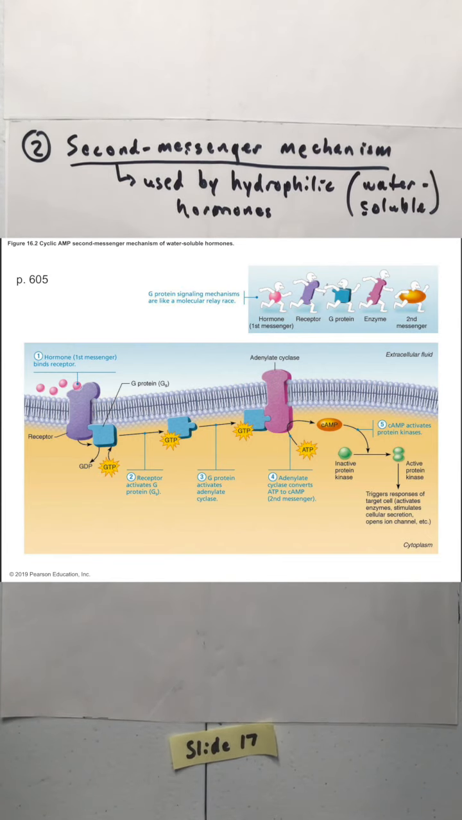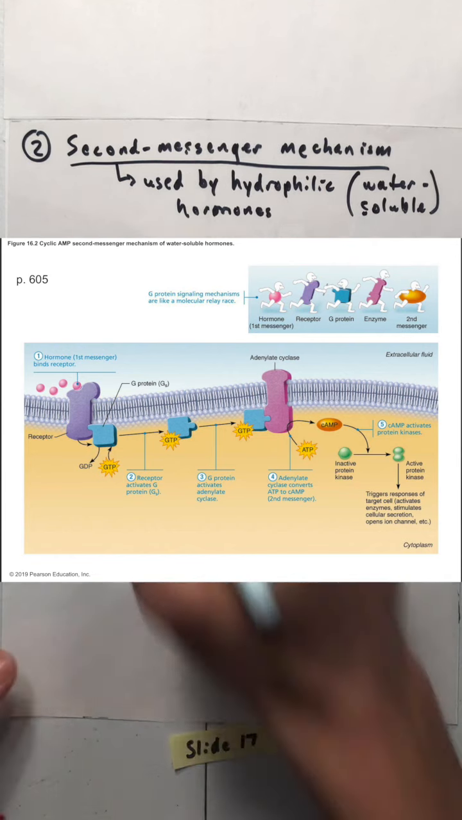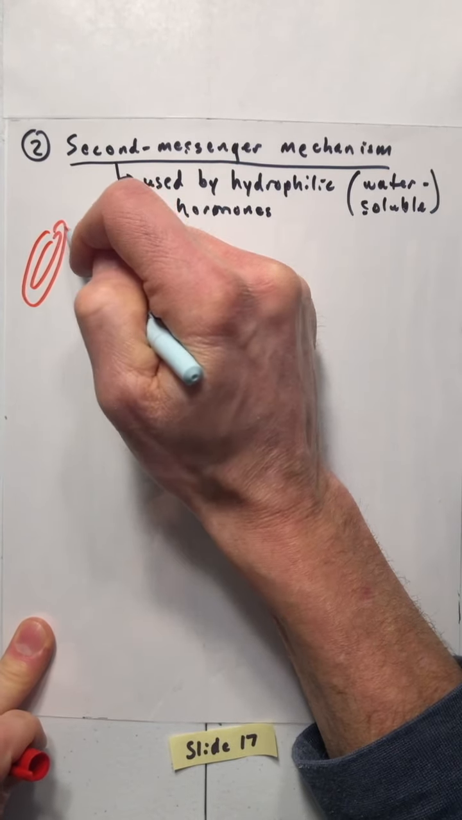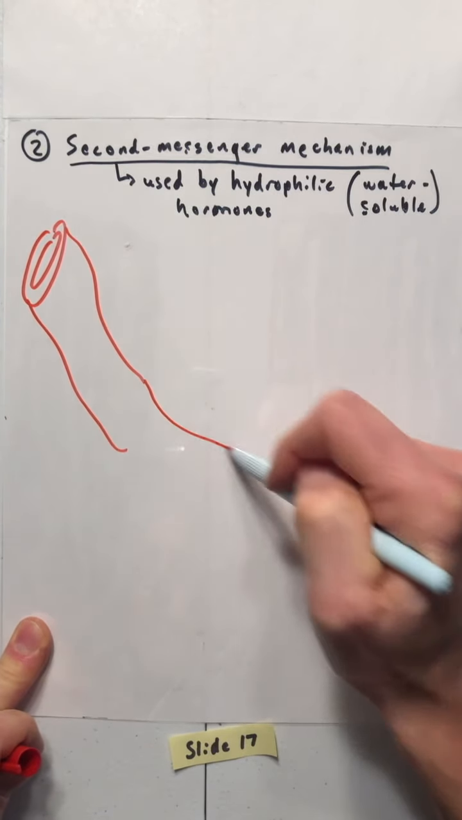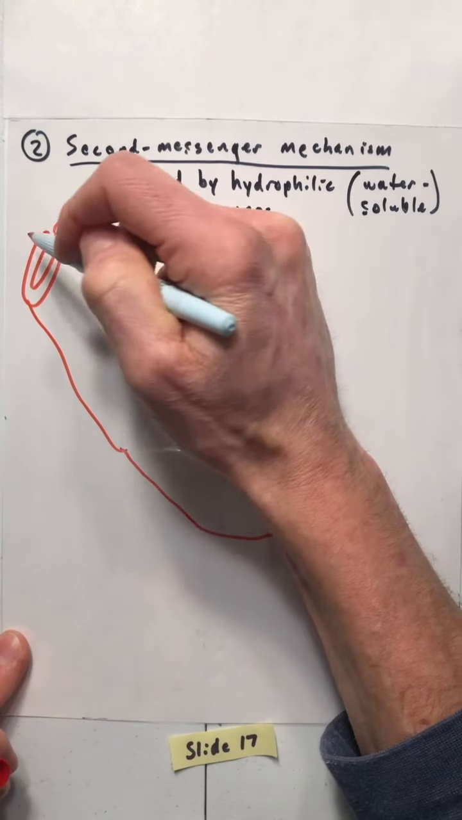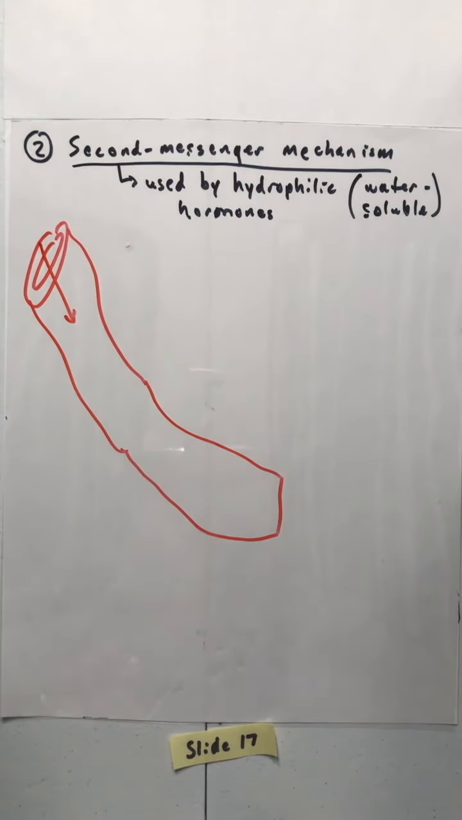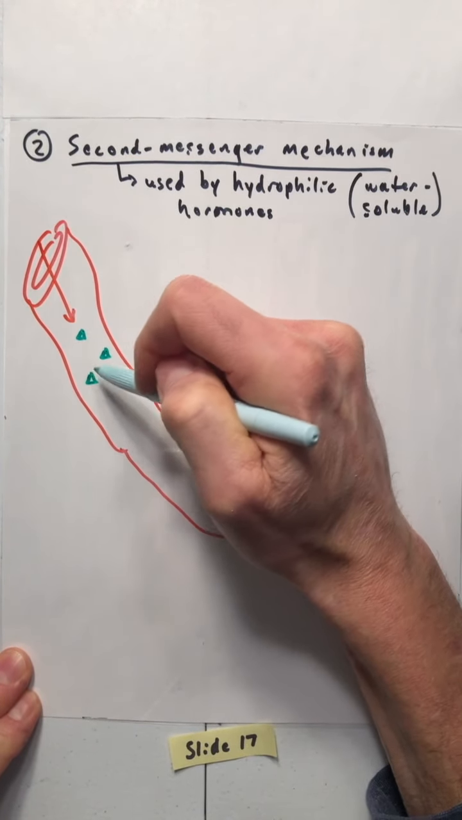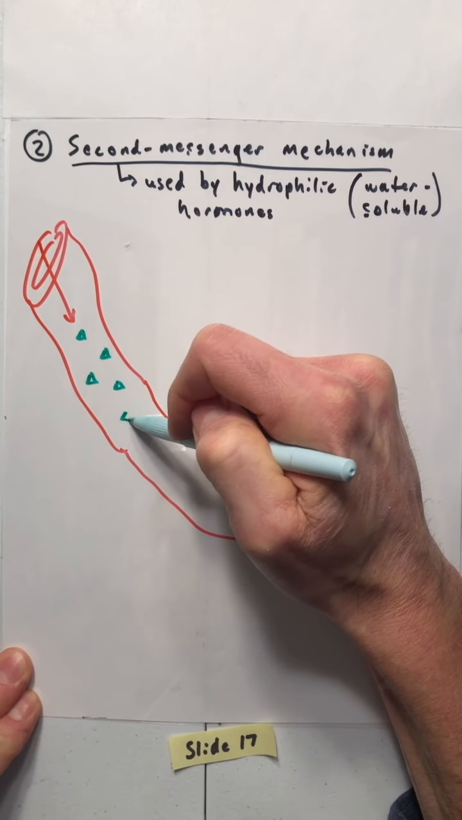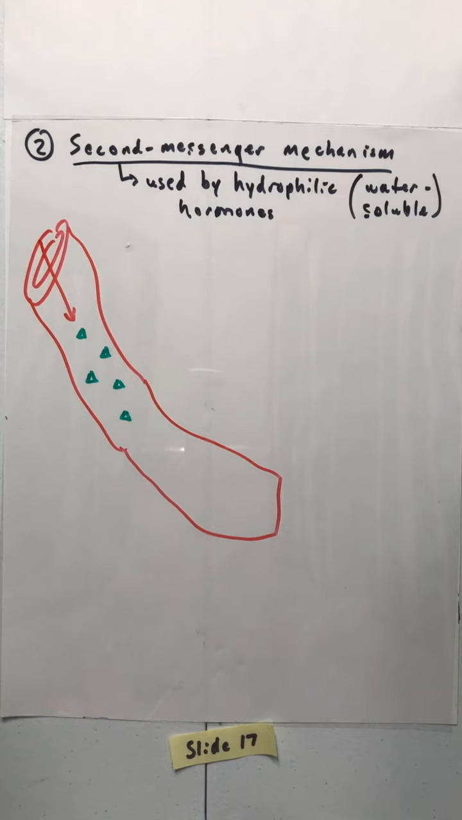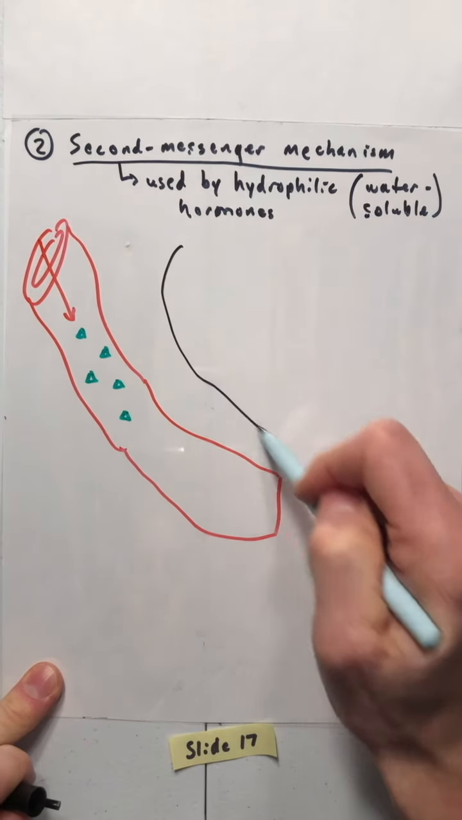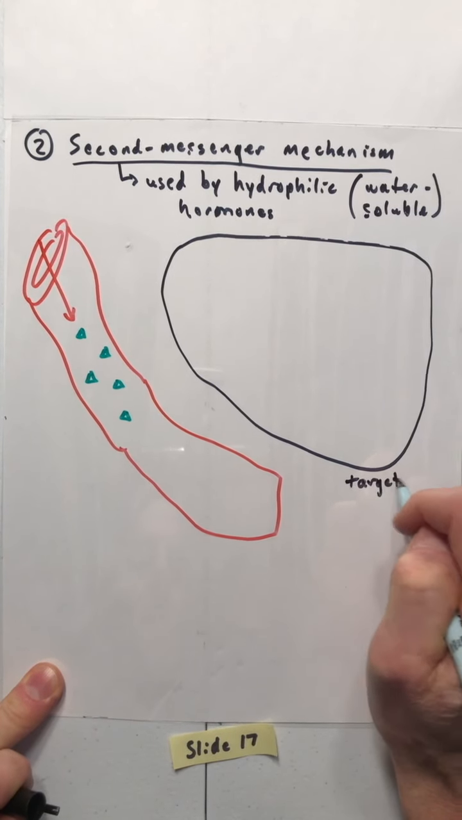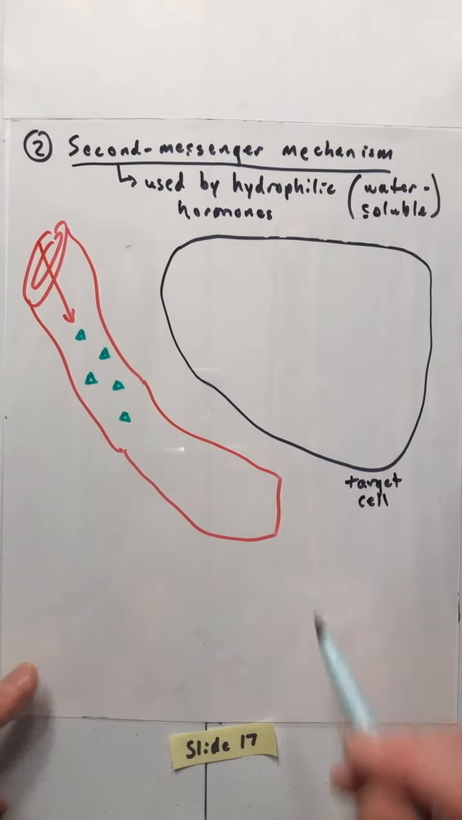So let's draw a little picture of this to think about how this might work, and you can also look at slide number 17. So here's a little capillary, like so. Blood coming in this direction, and you have maybe some hormone. Maybe it's shaped like a triangle. Maybe it's adrenaline, epinephrine. That's a water-soluble hormone. And then you have a target cell right next door here, like so. That's your target tissue cell with its cell membrane outlined there.